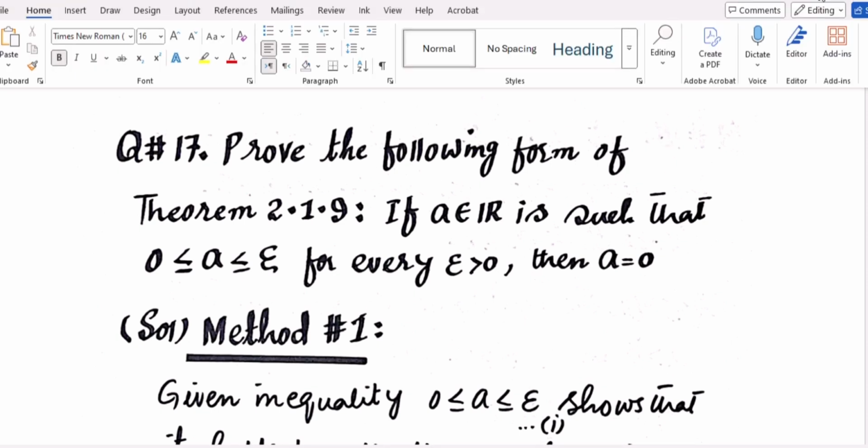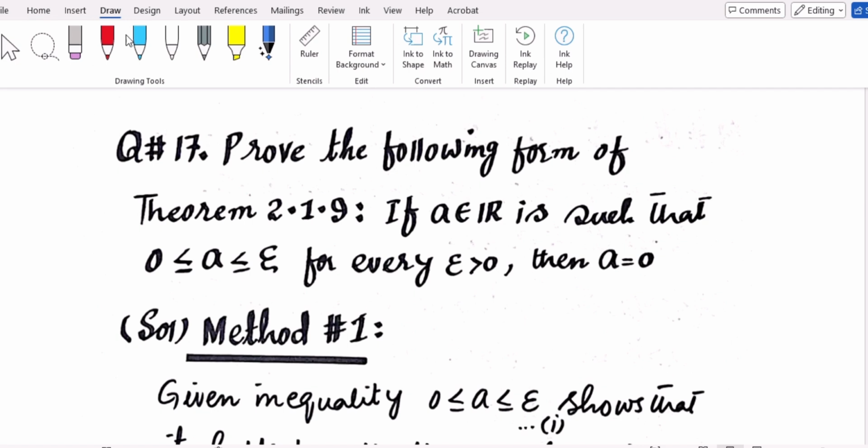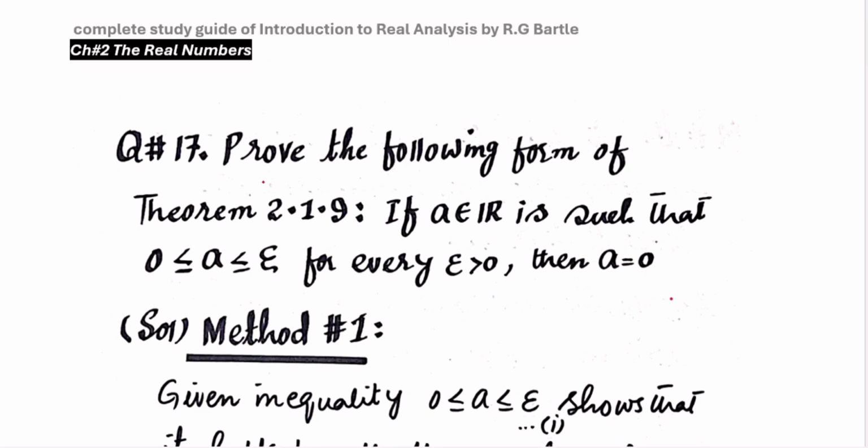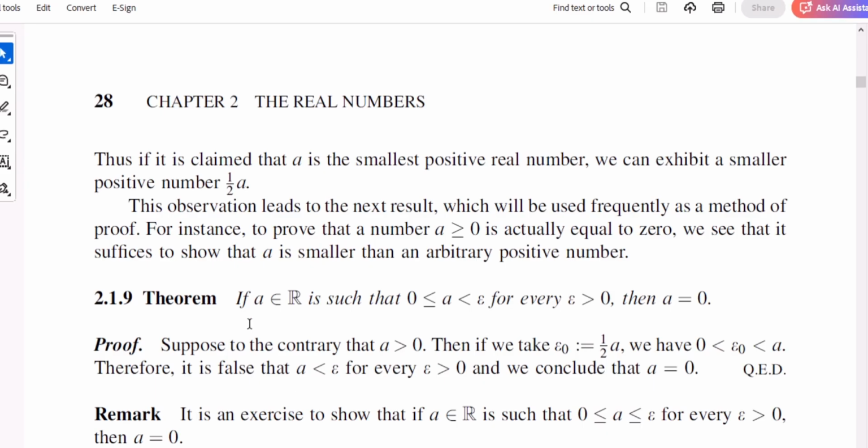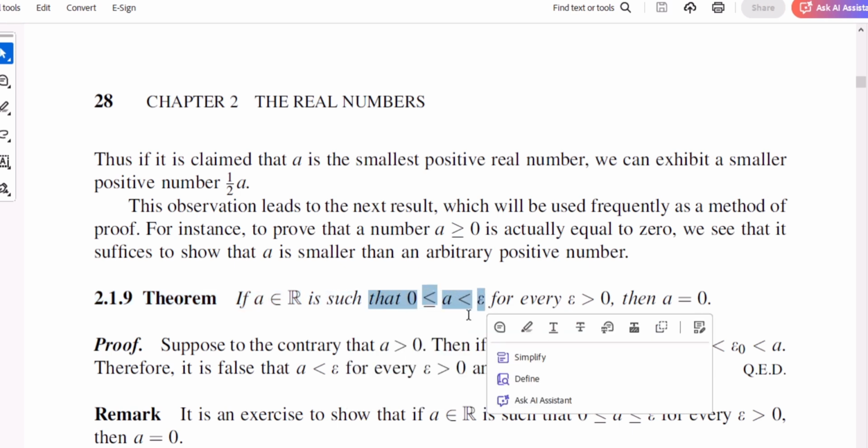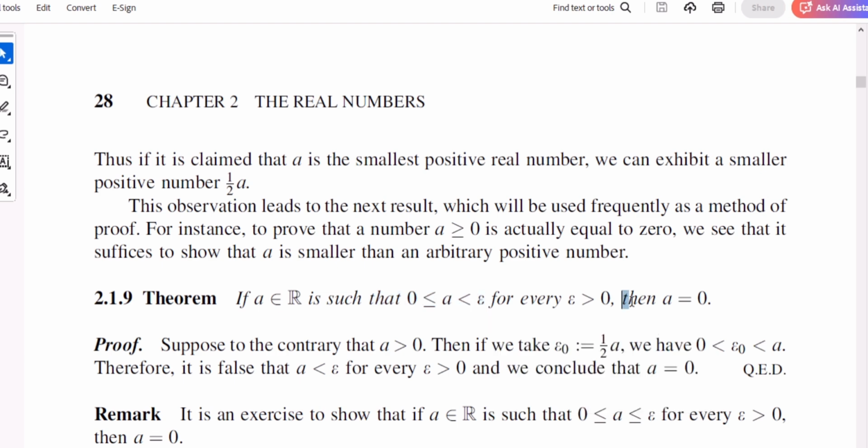So let us start from question number 17. Question number 17 can be stated as: prove the following form of Theorem 2.1.9. What is Theorem 2.1.9? This is Theorem 2.1.9. If a is a real number such that 0 is less than or equal to a, and a is less than epsilon for every epsilon greater than 0, then show that a is equal to 0.